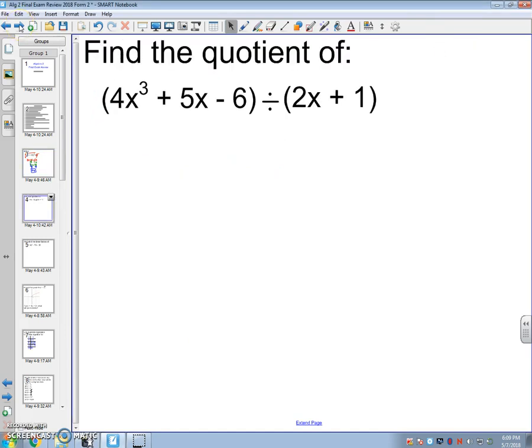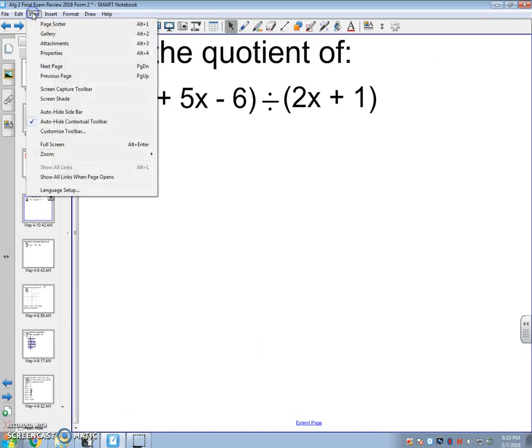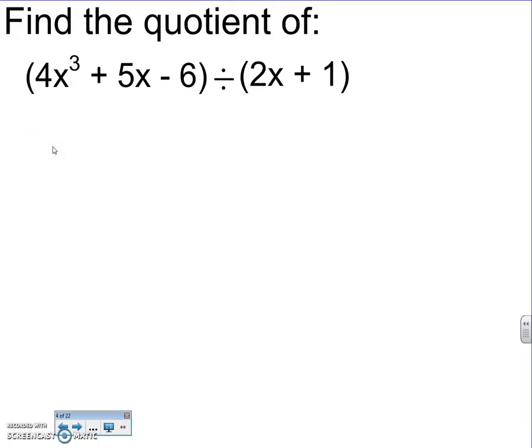Second problem, find the quotient of this. When you're doing quotient, you have to do long division or synthetic division. For this one, I'll choose to do long division. Make sure you know this though. If there are any missing zeros, just like synthetic, you must put zeros where they should be.